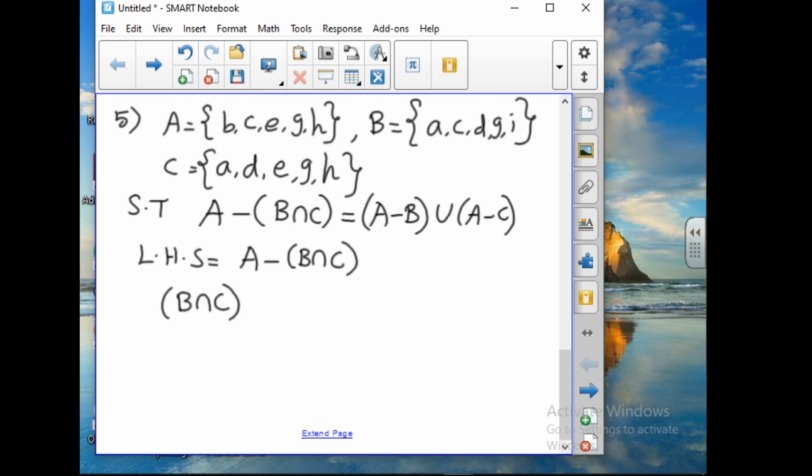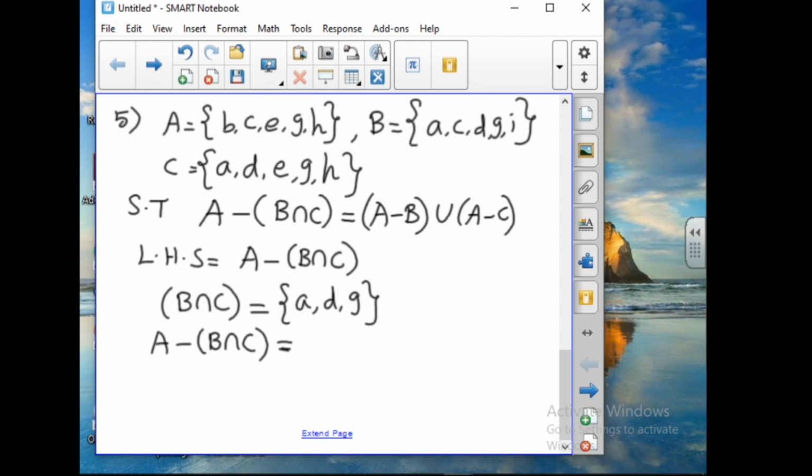We know that intersection means the common elements of B and C. See the B set and C set. What are the common elements? A is common, then D is common and G. So B intersection C is equal to A, D and G. This is the common elements of B intersection C. The next one you have to find is A difference B intersection C.